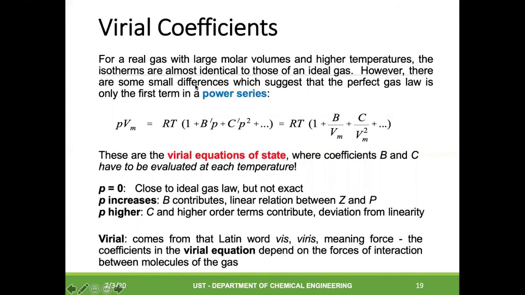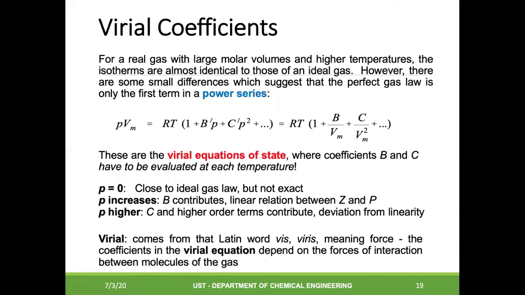However, there are some small differences, which suggest that the perfect gas law is only the first term in the power series. Now, we have a general form here. In terms of pressure, pVm is equal to RT(1 + B'p + C'p² + ...), and so on. In terms of molar volume, we will be using RT(1 + B/Vm + C/Vm² + ...). So B', C', B, and C are called virial coefficients.